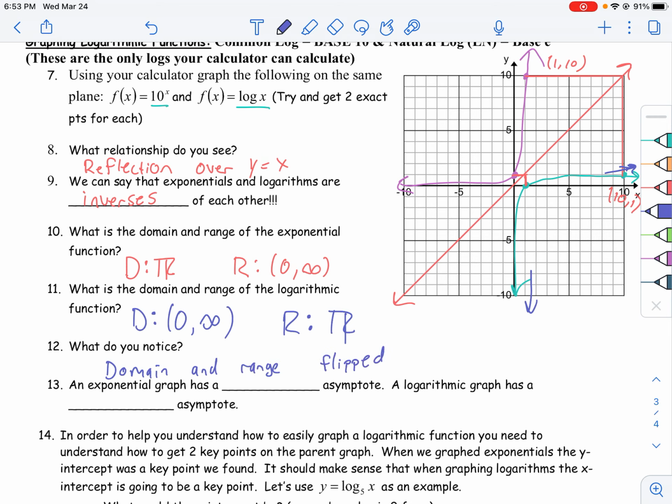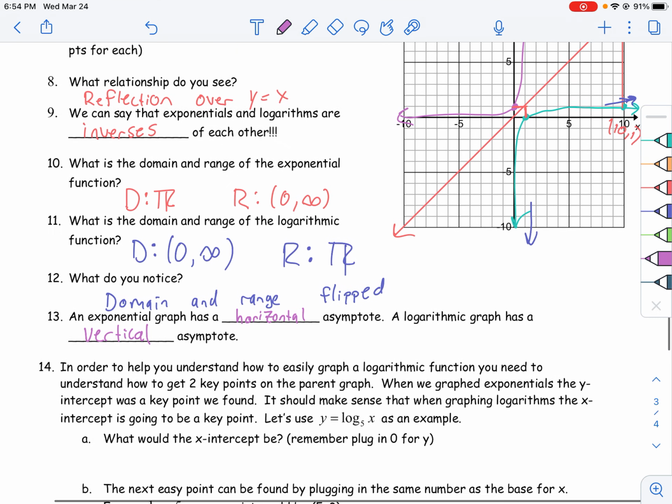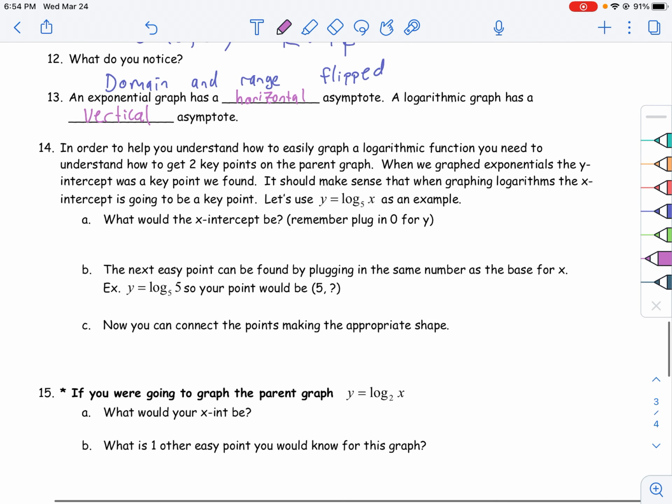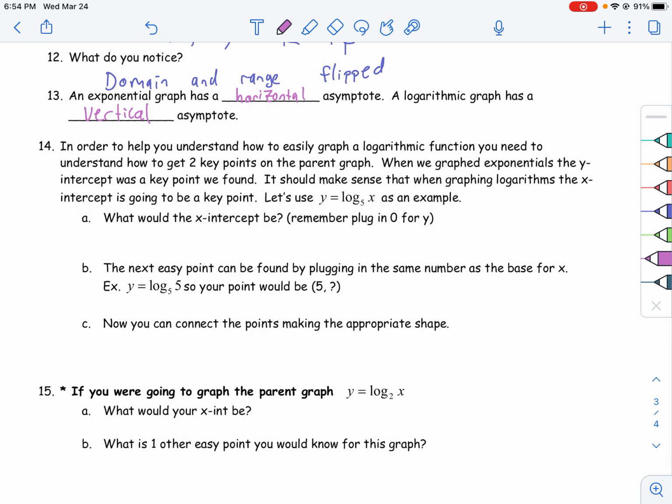An exponential graph has a horizontal asymptote. We've talked about that before, right? Exponentials have horizontal asymptotes. A logarithmic graph, because the line is straight up and down, has a vertical asymptote. So, in order to help you understand how to easily graph a logarithmic function, you need to understand how to get 2 key points on the parent graph.